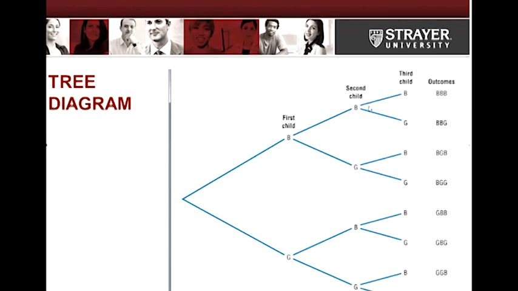So from a leaf, you can look backwards and see that this is boy, boy, boy. This is boy, boy, girl. Boy, girl, boy. Boy, girl, girl, and so on. And so then you can see visually all the different possibilities of that particular experiment. So 3 children, and what are the arrangements of the genders?